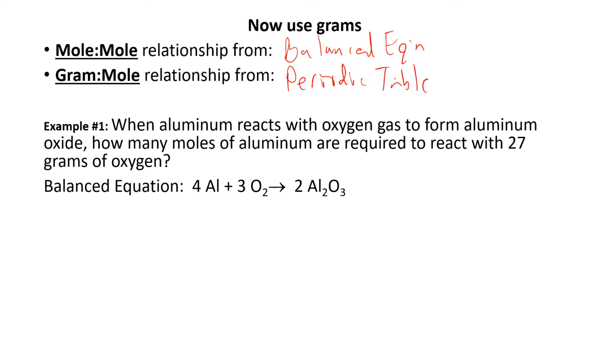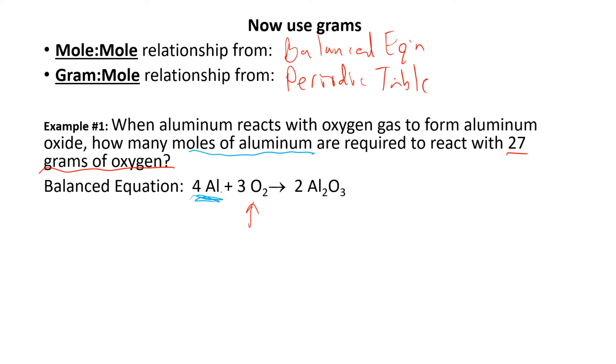All right, so here we have a balanced equation where there's 4 moles of aluminum and 3 moles of oxygen, and they form 2 moles of aluminum oxide. And the question's asking us if we have 27 grams of oxygen. So we're starting with 27 grams of oxygen, which is right here. And it's asking us how many moles of aluminum are needed. So the question is asking us for moles of aluminum.